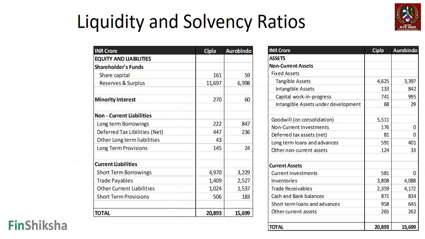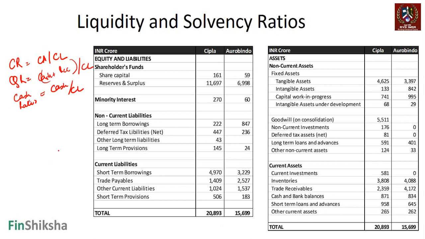Let's try and calculate them for our firms, Cipla and Aurobindo. So we're going to calculate the current ratio, which is current assets by current liabilities. We're going to calculate the quick ratio, which is cash plus receivables divided by the current liabilities. And we're going to talk about the cash ratio, which is nothing but cash divided by current liabilities for these firms, right? We have these data points here.